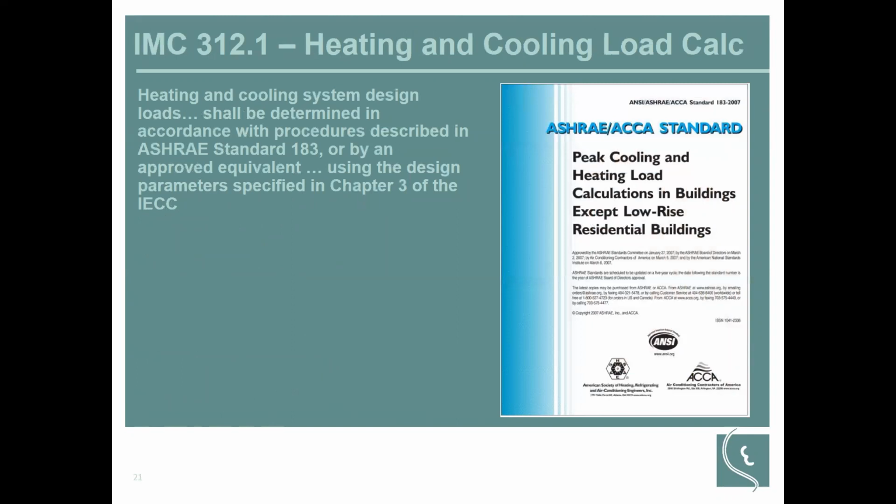Again, talking about heating and cooling calculations, here the IMC calls out that system design shall be determined in accordance with ASHRAE Standard 183. ASHRAE publishes several different standards, which is something a little different than a code. And then this also references back to design parameters specified in Chapter 3 of the IECC. So here, as I noted earlier, the codes make reference back and forth to other standards and codes, rather than calling out and re-specifying all the design parameters. Here they're letting ASHRAE provide that design procedure, and then the IECC providing design parameters for it.